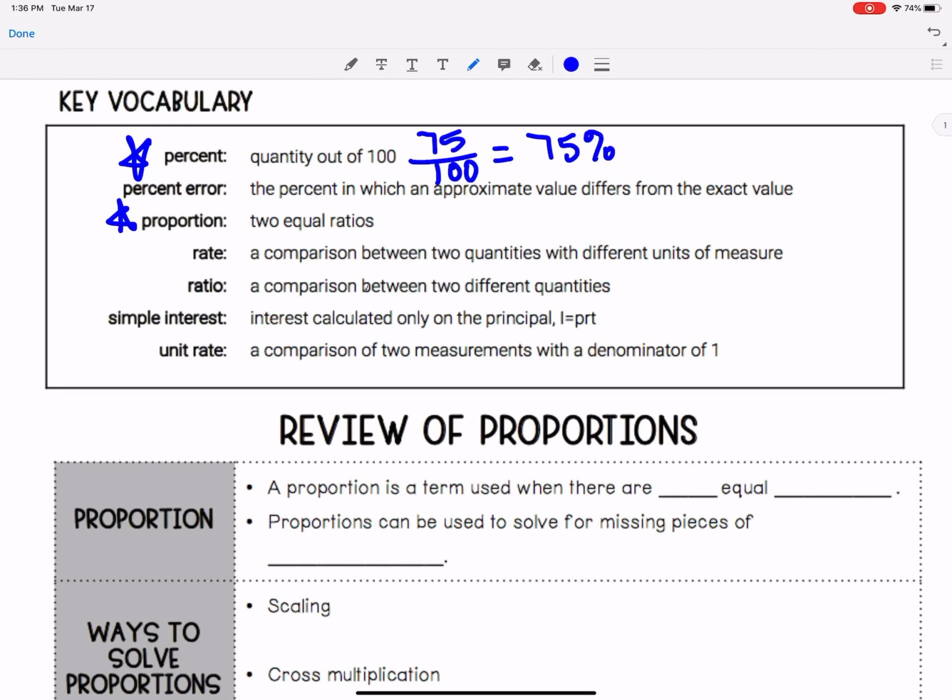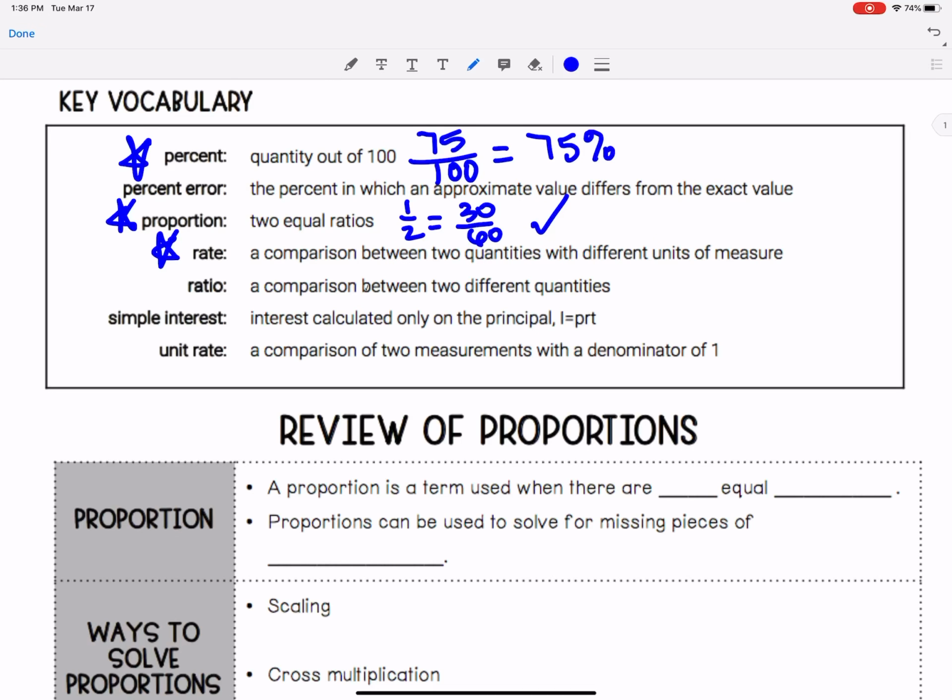Proportions, we've spent an entire unit on this one. They are two equal ratios. So for example, 1/2 is the same thing as 30 over 60. And you know that they're the same because you could take your numerator and divide it by the denominator. So I would do 1 divided by 2, that would give me 0.5. And 30 divided by 60 would also give me 0.5. So yes, those are equal to each other. They are proportional.